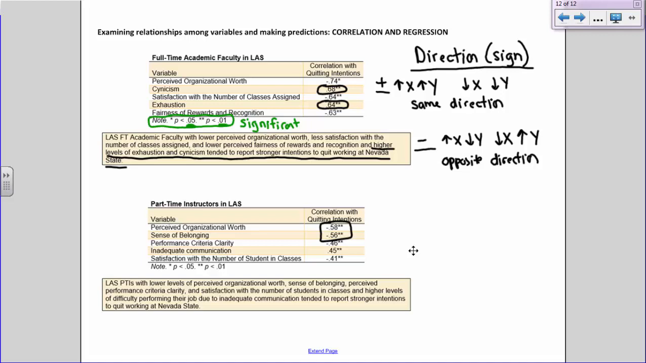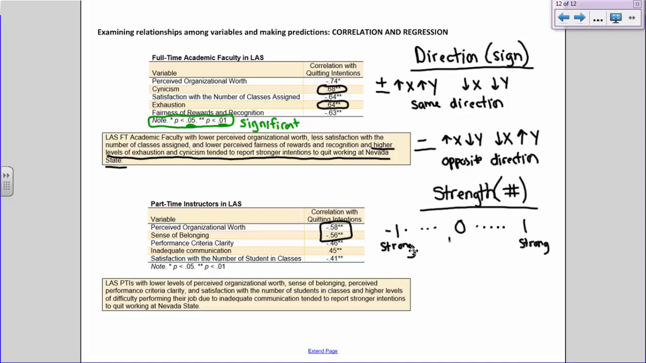All right, the next aspect of correlation is strength. Okay, and that is the numeric value. So correlations range in strength from -1 to 0 to positive 1. So if you have a correlation around a 1 or a negative 1, that is the strongest relationship you can have. It's very consistent, okay? But the closer you get to 0, the weaker the relationship is, okay?